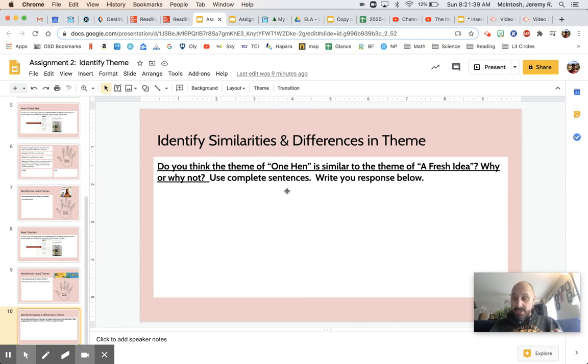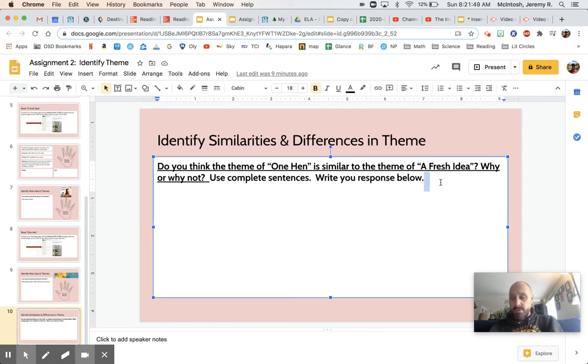And then the last slide of our assignment 2 is similarities and differences. That's another strategy that good readers do: we compare. So do you think the theme of One Hen is similar to the theme of A Fresh Idea? Why or why not? Use complete sentences and write your response below. So down here, do you think the theme or the lesson in One Hen was similar to the lesson in A Fresh Idea? Yes, you could, or no, you couldn't. So tell me why or why not in the space below.